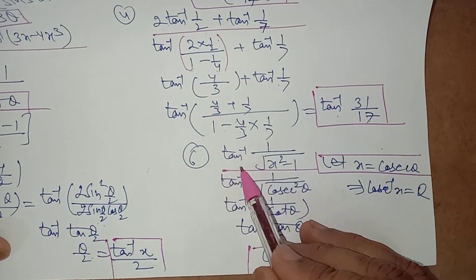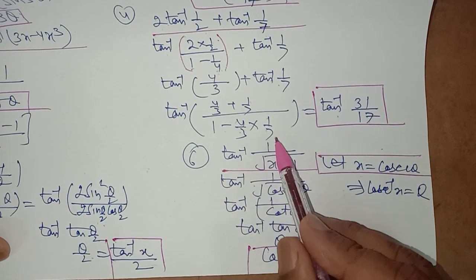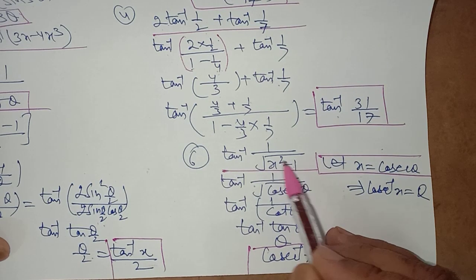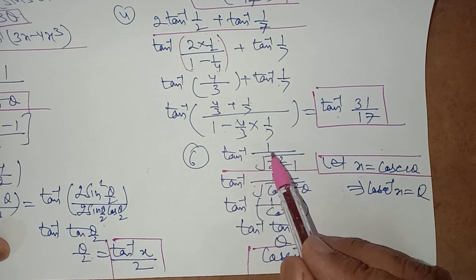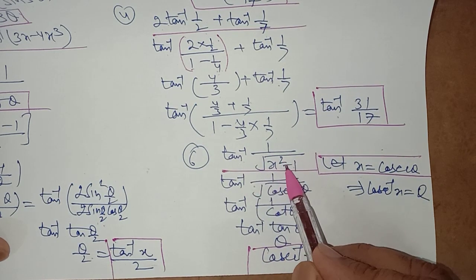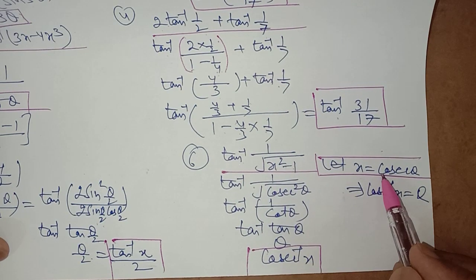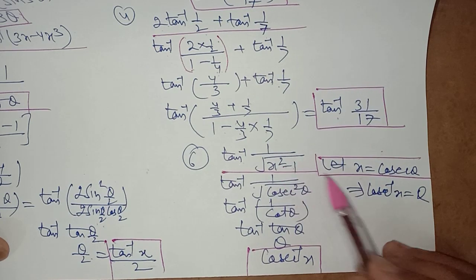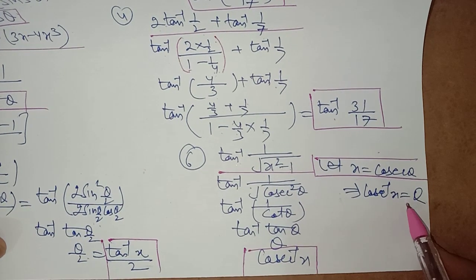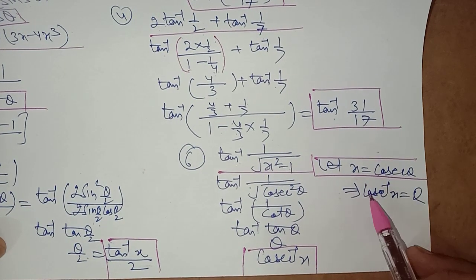Now in question number 6, you have to simplify tan inverse 1 upon under root x square minus 1. Now because we have tan inverse, we should have 1 upon cot. To get cot here, we let x is equal to cosec theta. This trick you should know. So put x equal to cosec theta. So theta will be equal to cosec inverse x.